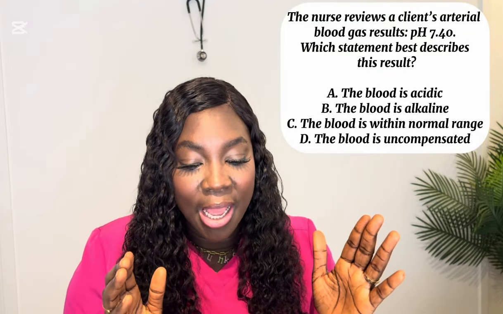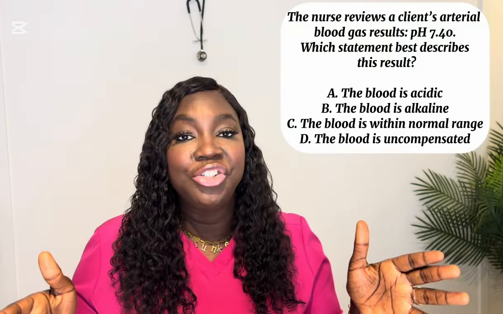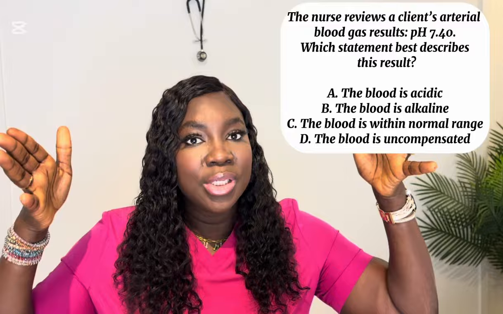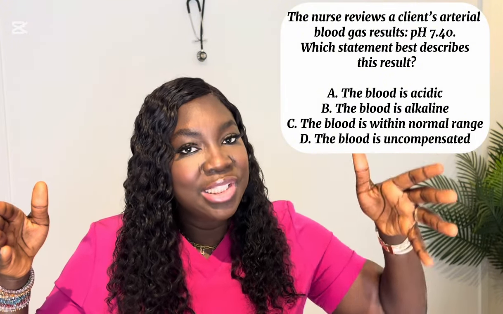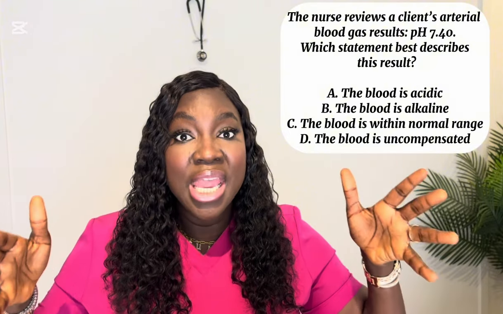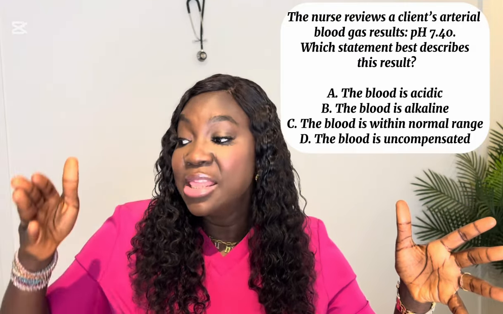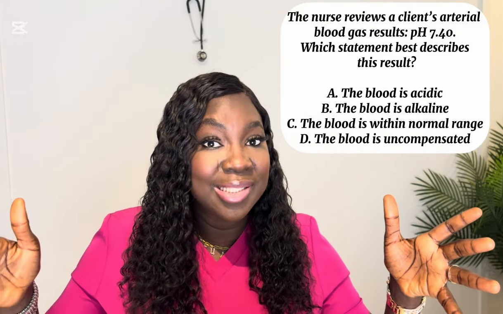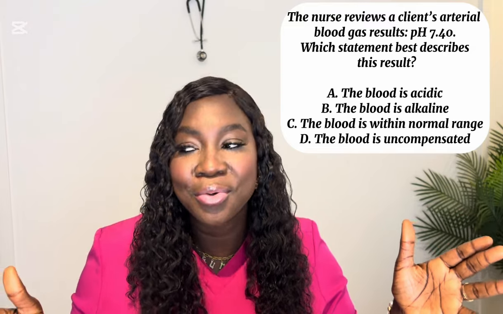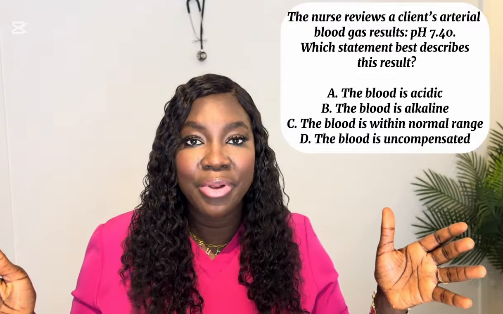Now, the question is asking us, what does a pH level of 7.40 mean? Normal pH range is 7.35 to 7.45. On this side is the acid side, here is 7.35, and on this side is the base side, here is 7.45. If the pH goes below 7.35, that puts the body in a state of acidosis, and if the pH goes above 7.45, that puts the body in a state of alkalosis, that is too much alkaline or base in the body. The pH we have here is 7.40. This is within the normal range. So the right answer is C, the blood is within normal range.